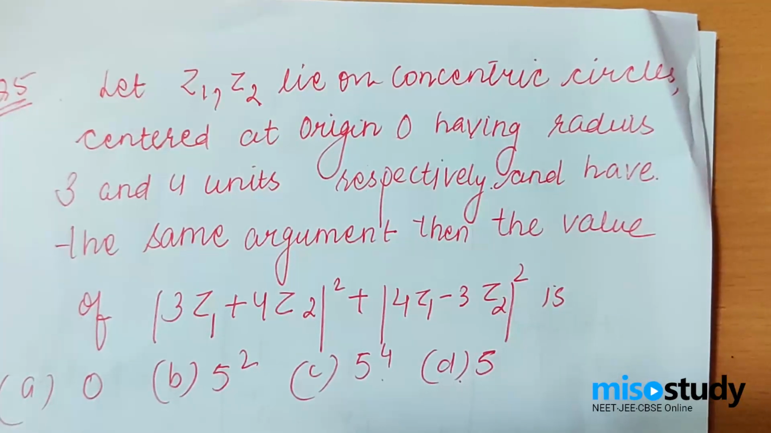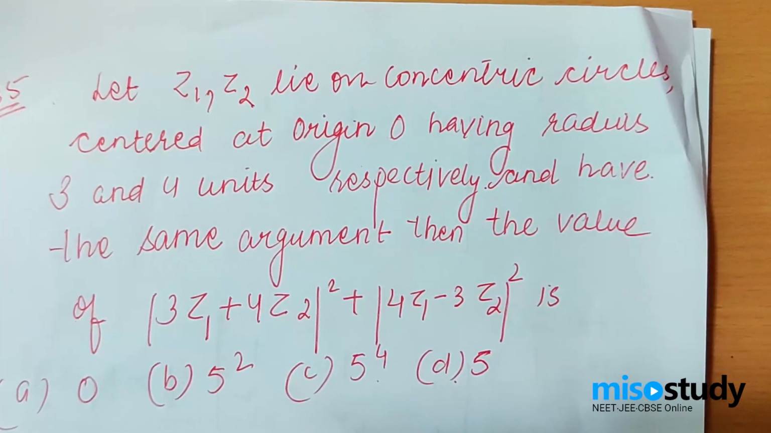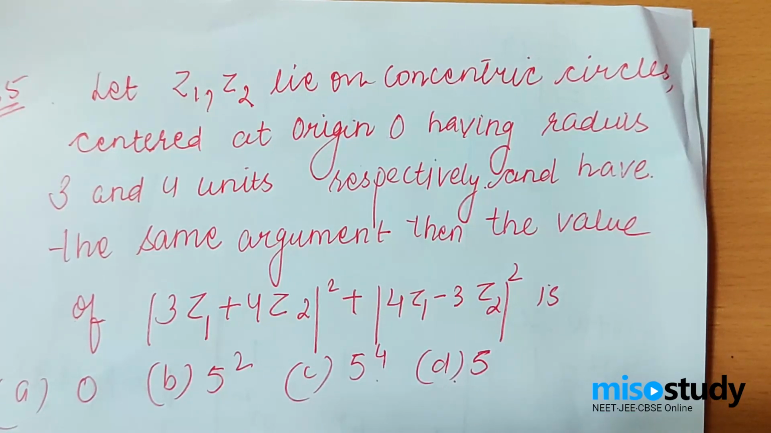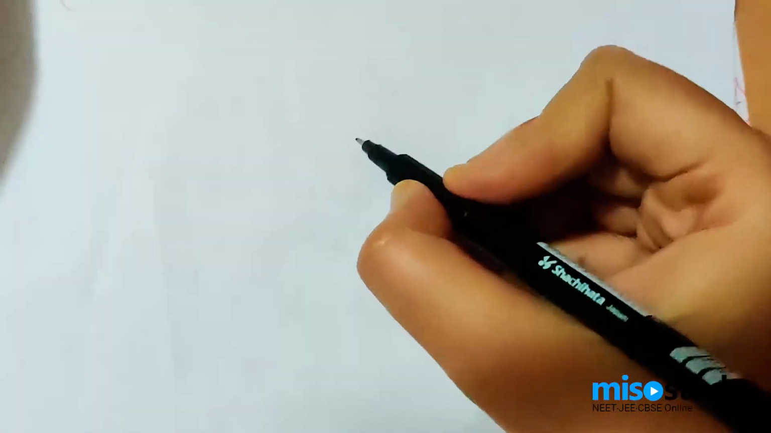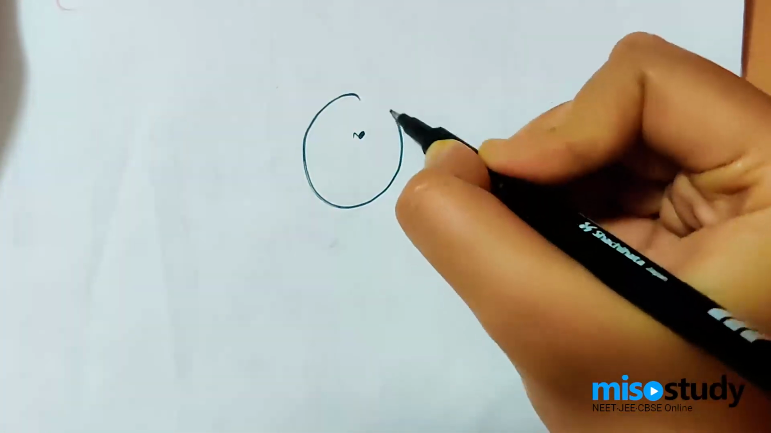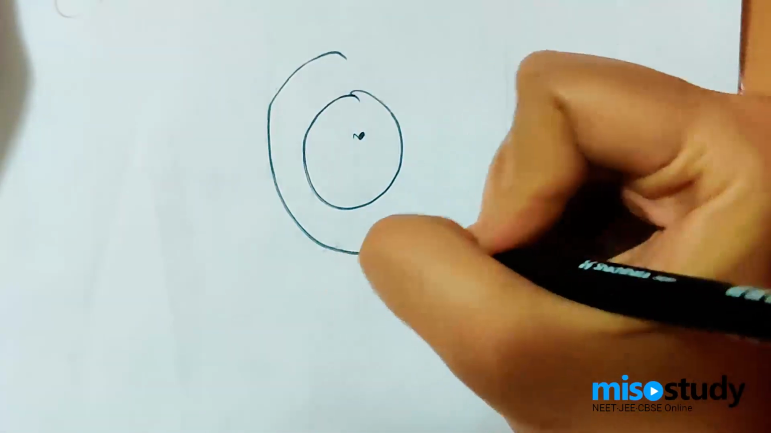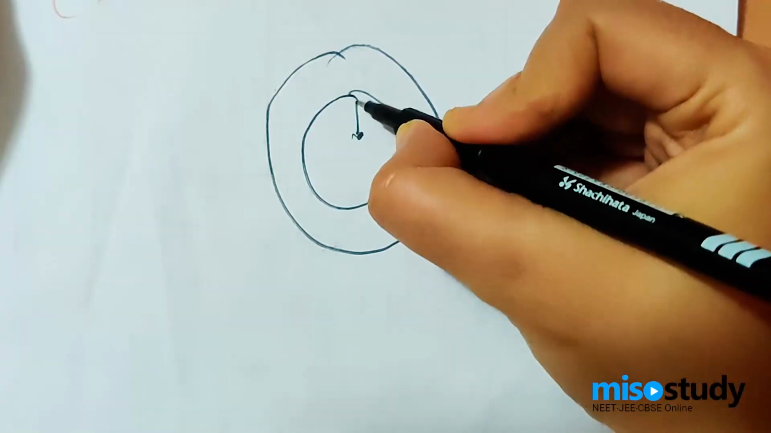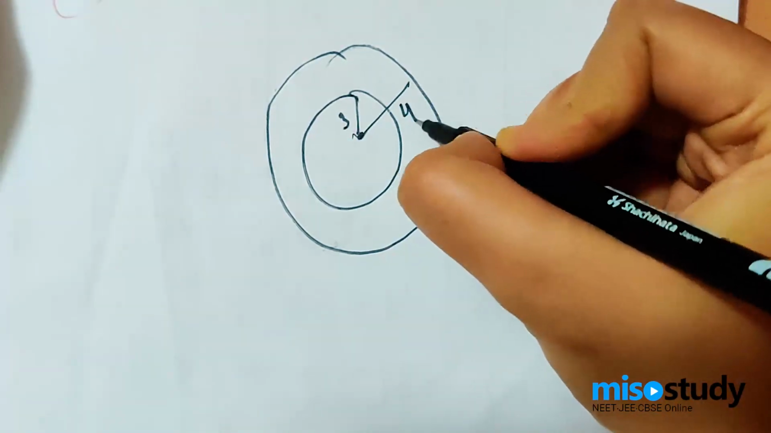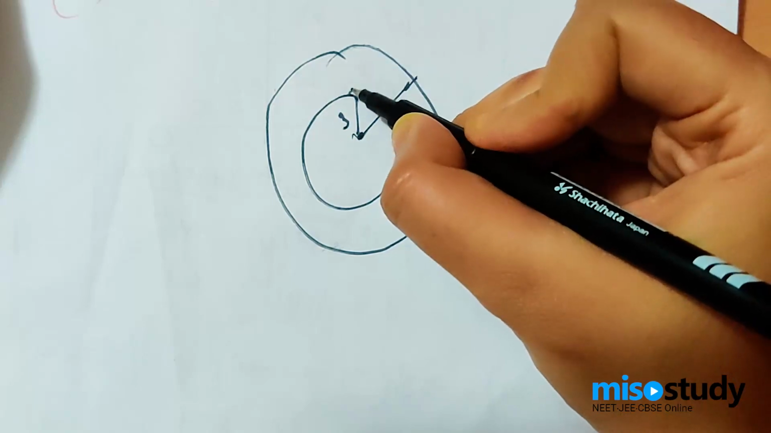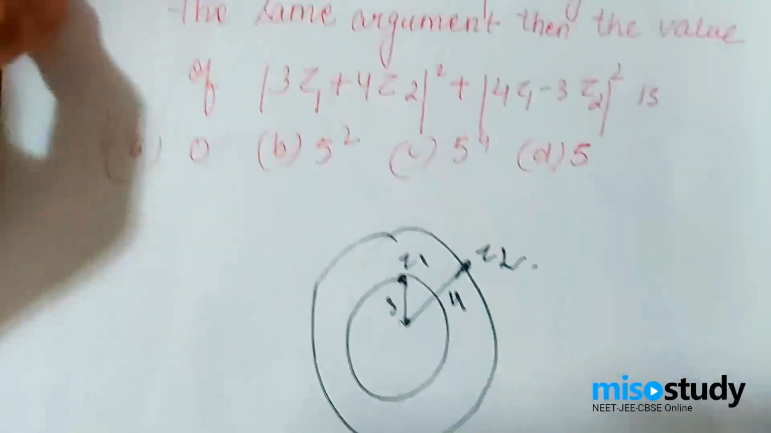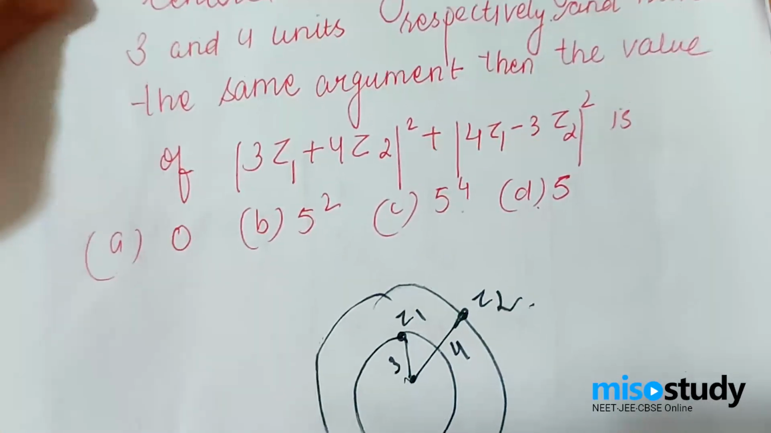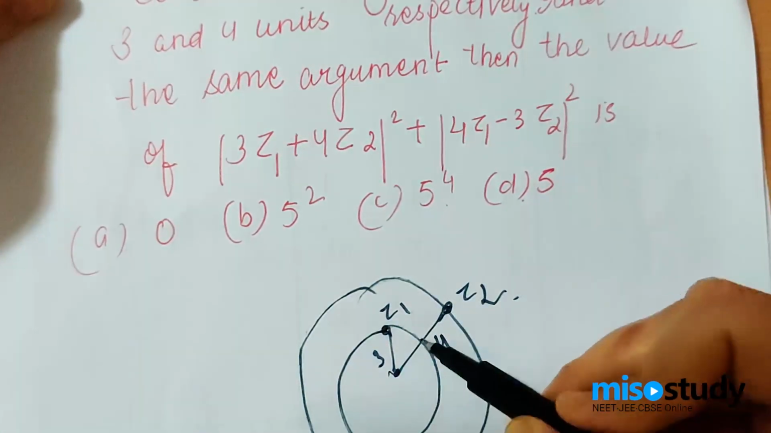This is an extremely simple question. Let z1, z2 lie on concentric circles centered at origin having radii 3, 4 units respectively. Let's just make a diagram. There are two concentric circles, the radius of one is 3, the radius of the other is 4, z1 lies on this, z2 lies on this, and they have the same argument. They have the same argument means they must be lying on one line only.